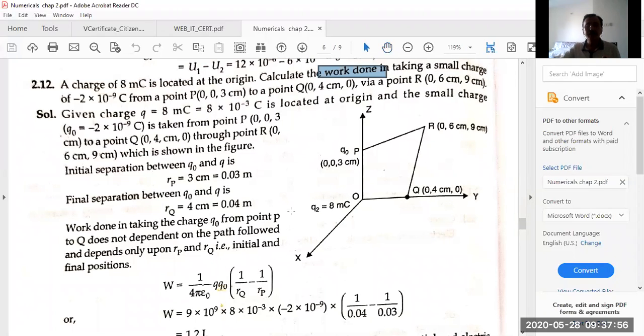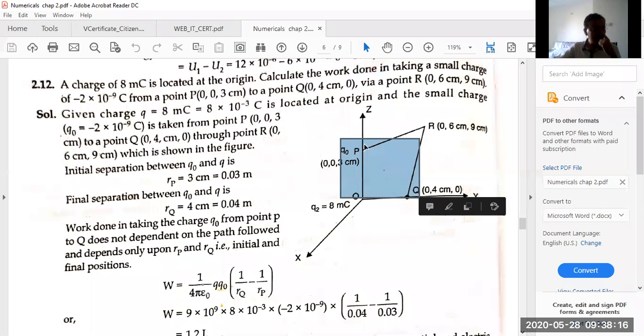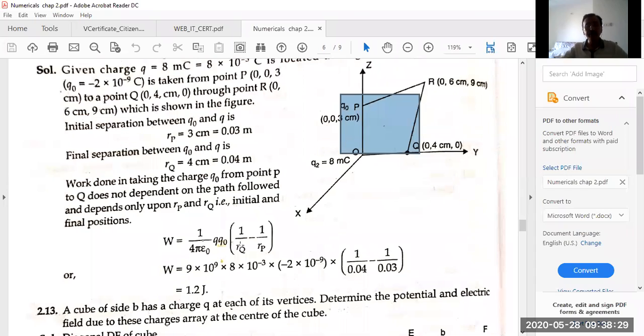Now, do we need to find the work done to shift the charge from P to R and then R to Q? This is one of the options. Another option is to find the work done in shifting it from P to Q, straight, direct, which is a possible option. P to Q. But you are given the path P to R to Q. Why not that? In the solution also you find they have found the work done from P to Q.